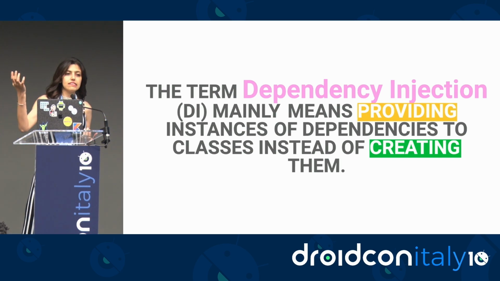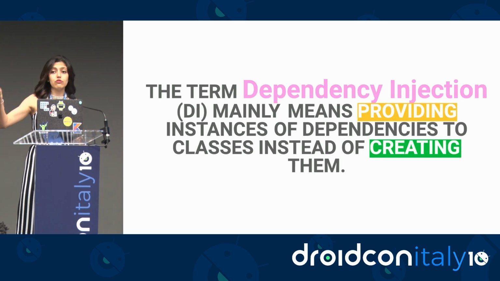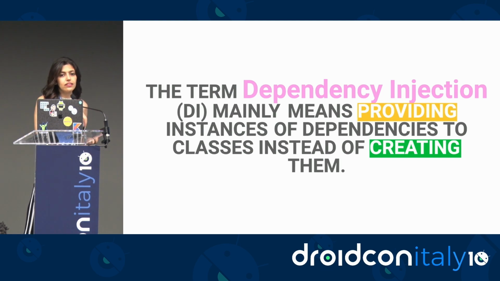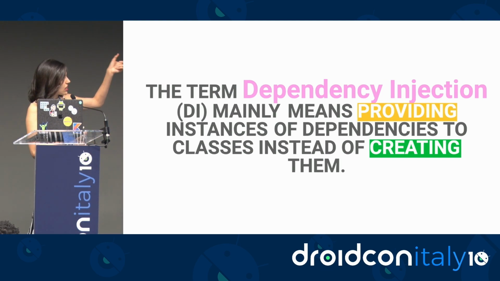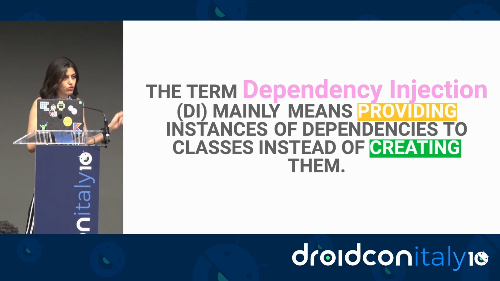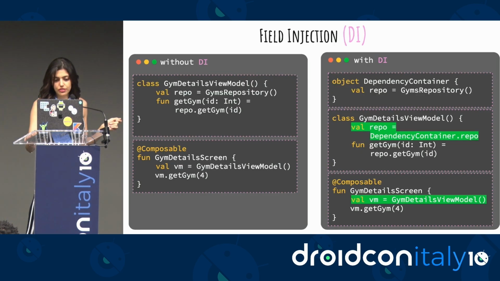So I have these instances created outside. It's not created inside, for example, the fragment. And I need you to just highlight this word providing because it's going to be relevant in a moment.